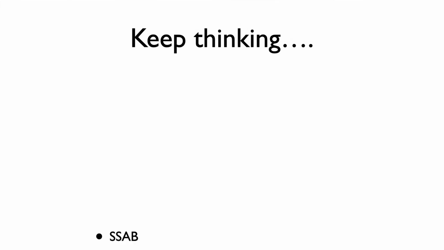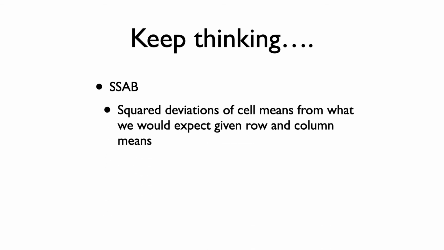Now the sum of squares for AB, that's the interaction, is how much do these individual cell means deviate. They are called cells: A1 B1, A1 B2, A2 B1, A2 B2.